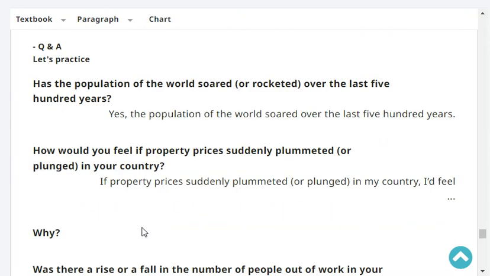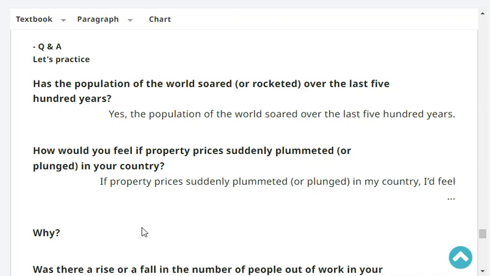Very good. Has the population of the world soared over the last 500 years? Yes, the population of the world soared over the last 500 years.